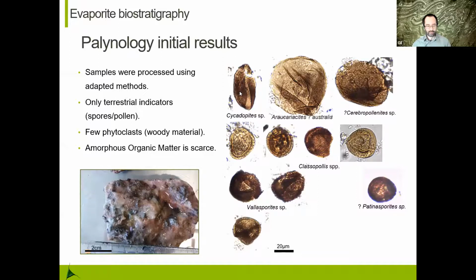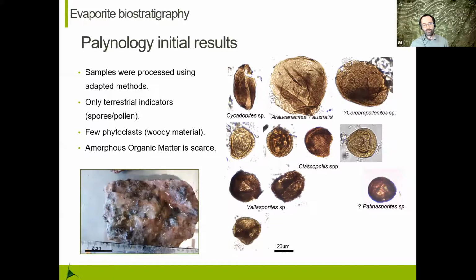This is still ongoing. I haven't had the time, unfortunately, to publish this. Hopefully I'll do that soon. So plenty of spores and pollen, and then also a few phytoclasts. Phytoclasts are basically small pieces of wood, which are transported along with the spores and pollen into the saline lake.